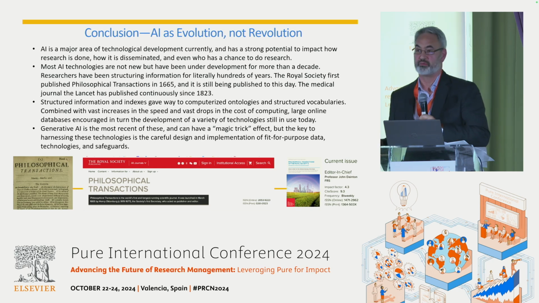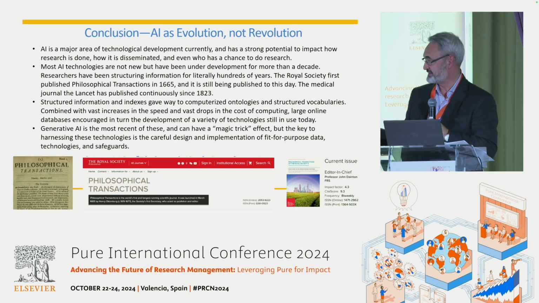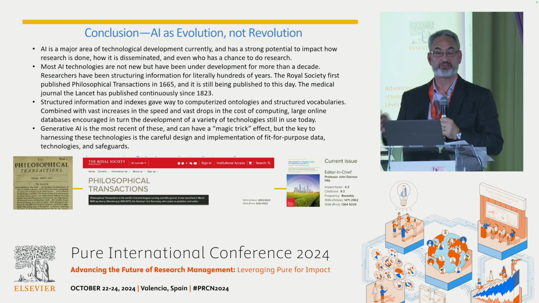But it's important to remember also that most of these technologies are not new. We've been structuring information for hundreds of years. The Lancet was first published in 1823. The Royal Society published Philosophical Transactions back in 1665. It's still a journal that's published to this day.